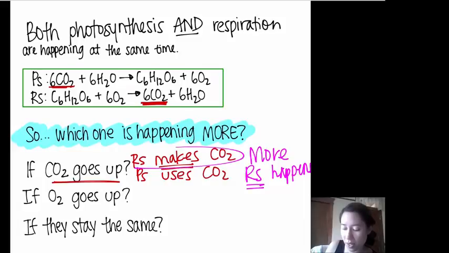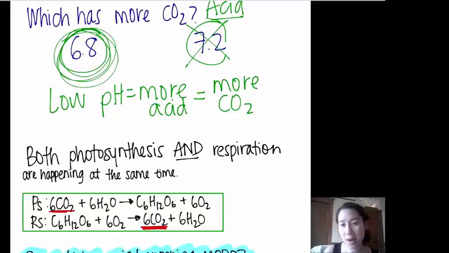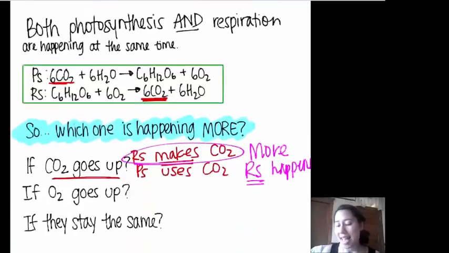Because respiration makes carbon dioxide, okay? So I saw some confusion, some flipping of things. If we see more carbon dioxide, which remember would mean that that pH is actually going down because low pH means more acid, which means more carbon dioxide, then that must mean that respiration is happening.